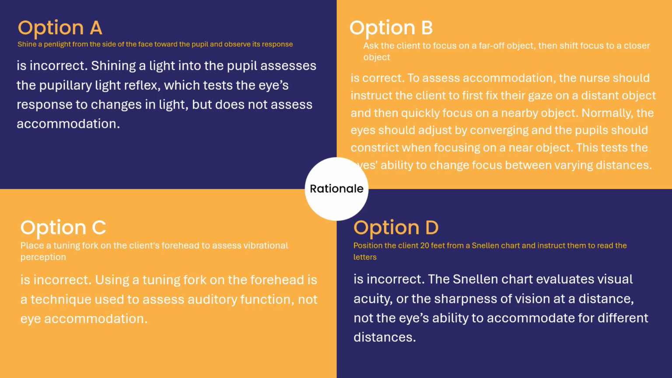Let's move on to the next question. This medication safety question has been asked 7 times in the last 5 years and is highly important for patient safety.